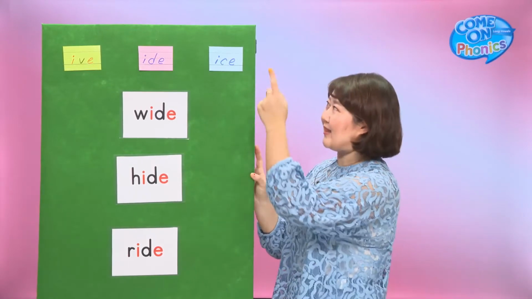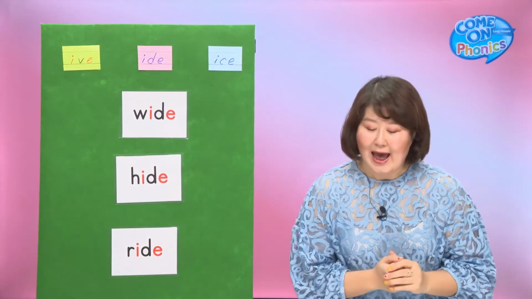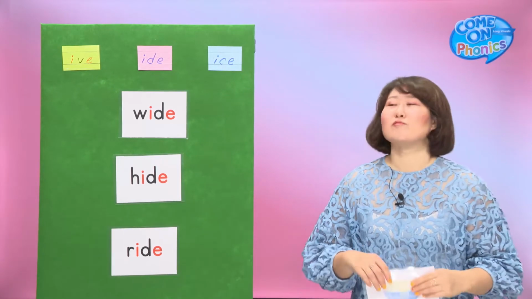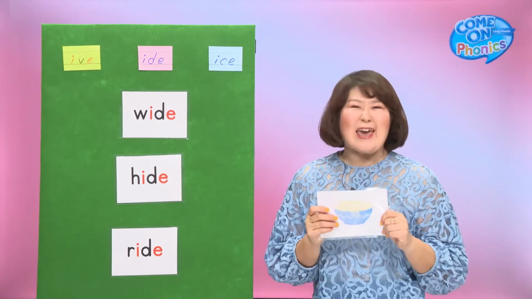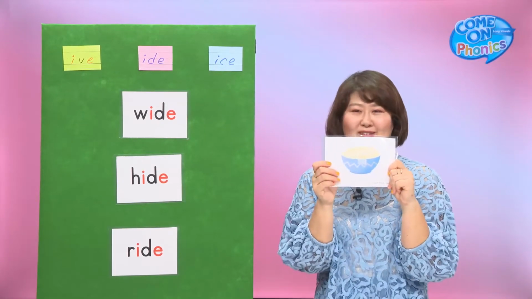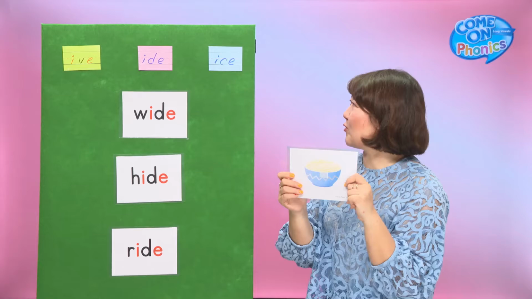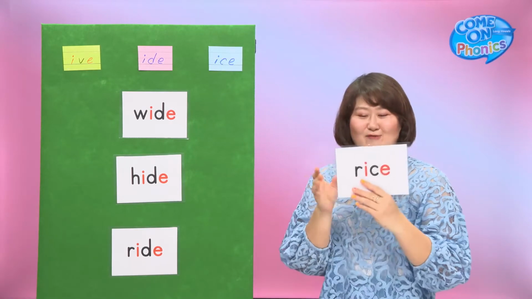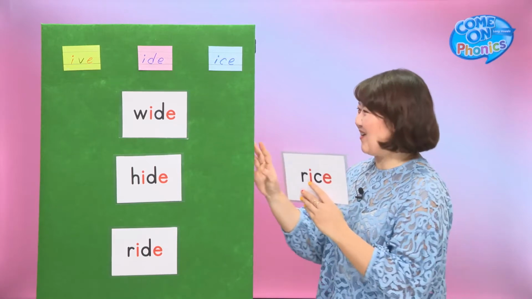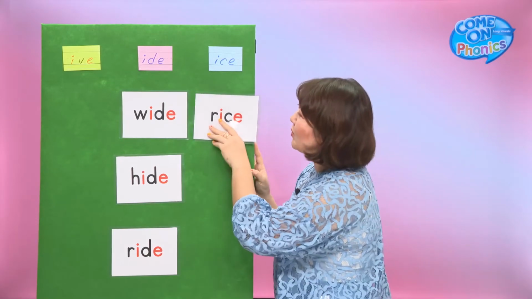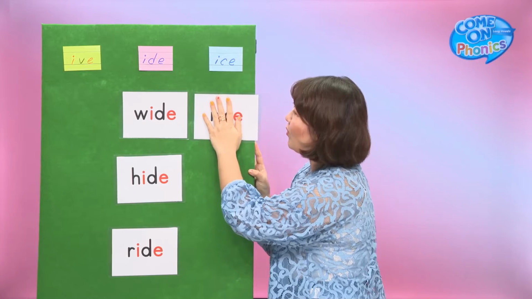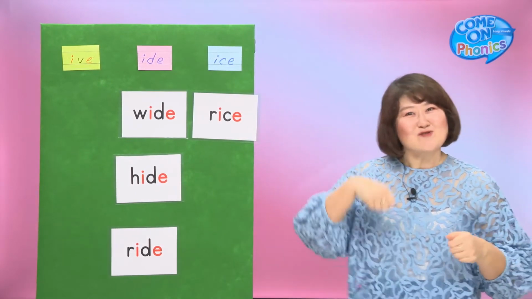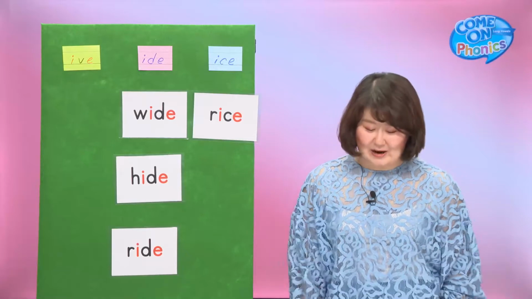Now, let's look at this part over here. Eyes. Now, we all know that we can live without this one, right? That means we are going to go to this third row, right? Rice. Good job, everyone. Now, we are going to read this row all together. Excellent. Rice. Great job, everyone.